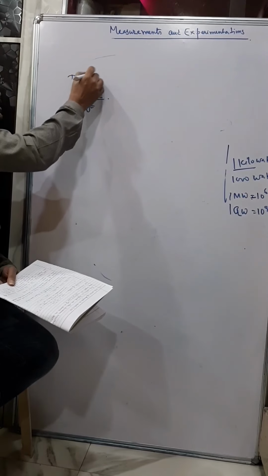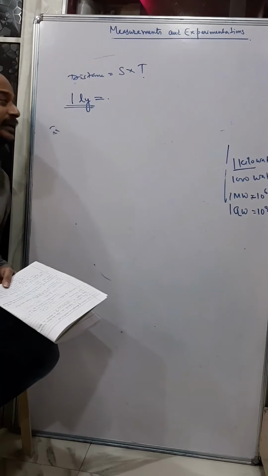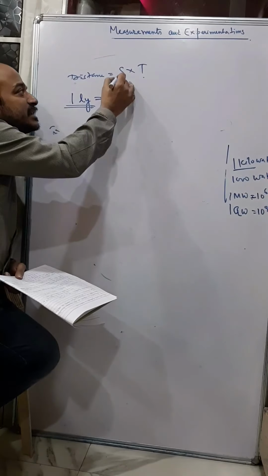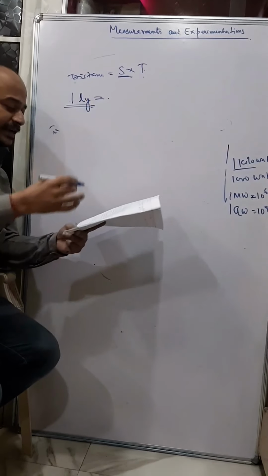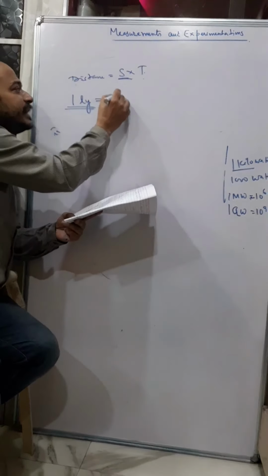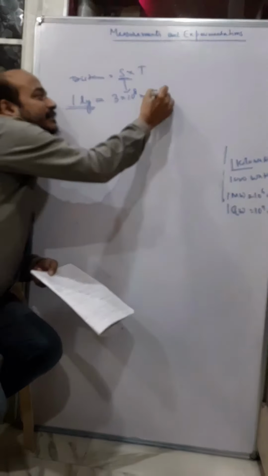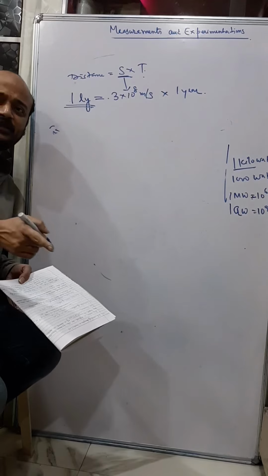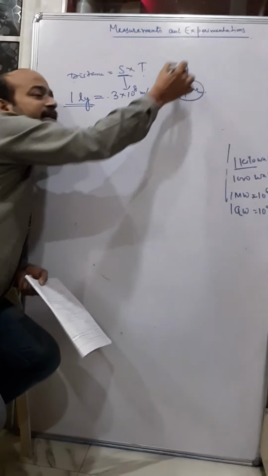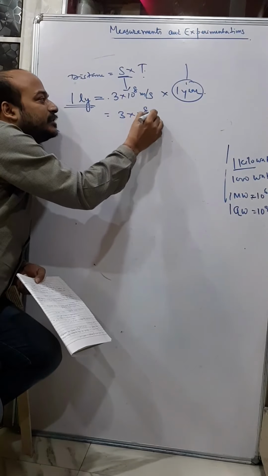So this is distance, and distance is equal to speed into time. So 1 light year means the speed of light into time. Speed of light is 3 into 10 to the power 8 meter per second. And time is 1 year. Now I will convert this 1 year into seconds, so 3 into 10 to the power 8 meter per second times that.